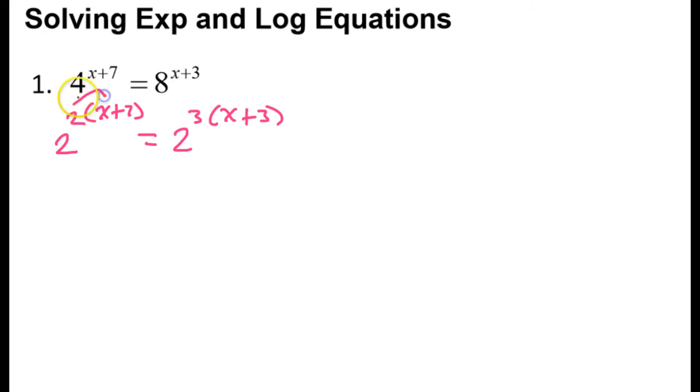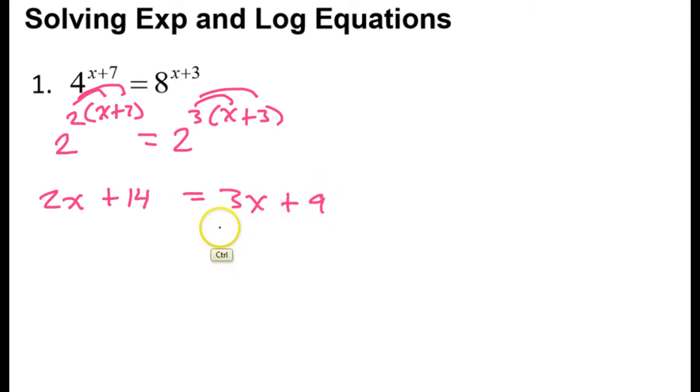I hope you don't mind if I go ahead and do the distributive property as I go. I hate to skip steps, but come on. So this will be 2x plus 14 is equal to 3x plus 9. And suddenly we're back in Algebra 1. So let's get these x's together by subtracting. So that's negative x plus 14 is equal to 9.